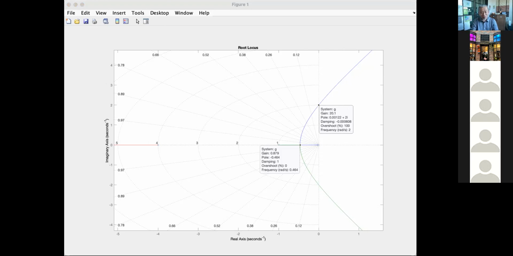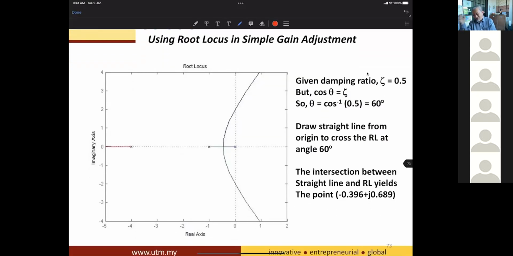Okay. I share the plot. So here you are required to find the intersection between the damping ratio zeta 0.5 and the root locus. As we know that cos theta equals zeta, so theta is equal to inverse cos 0.5, which is 60 degrees. So you have to use this tool.